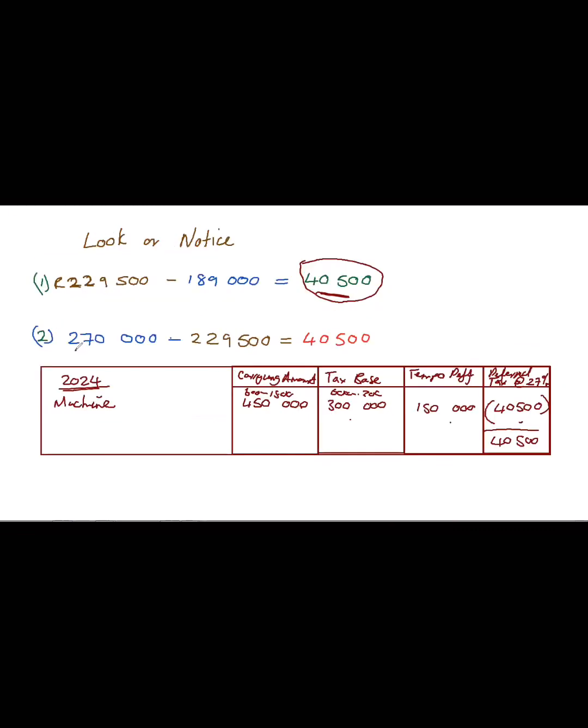How do I know this? If you say 270 minus 229,500, you get how much? That amount. That's why it's called a liability. So you are delaying payment. So the next time we're then going to do deferred tax assets.